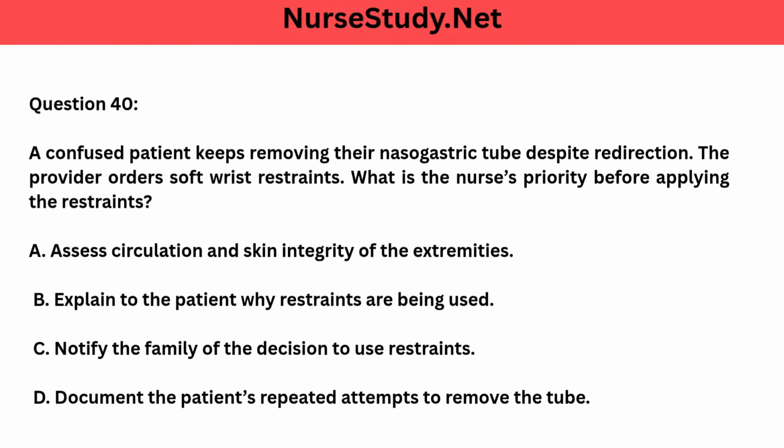Question 40. A confused patient keeps removing their nasogastric tube despite redirection. The provider orders soft wrist restraints. What is the nurse's priority before applying the restraints? A. Assess circulation and skin integrity of the extremities. B. Explain to the patient why restraints are being used. C. Notify the family of the decision to use restraints. D. Document the patient's repeated attempts to remove the tube.